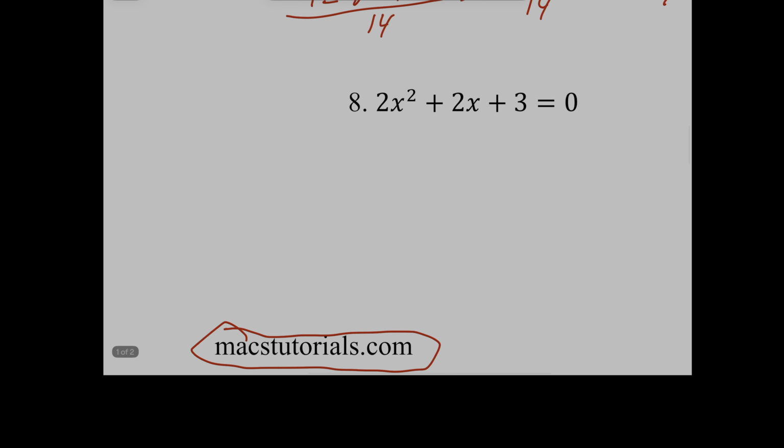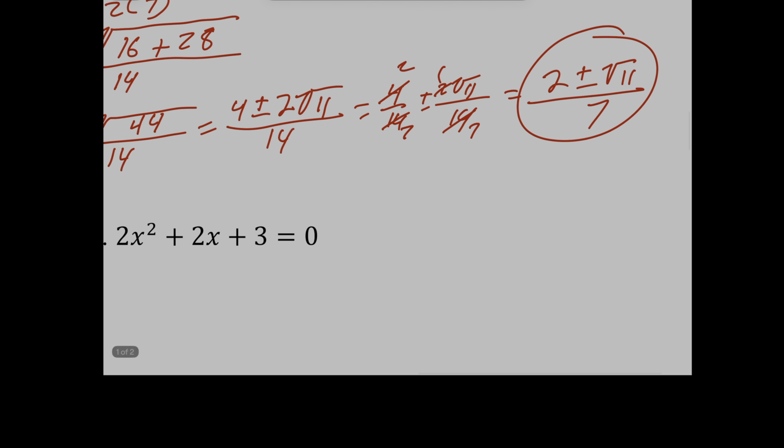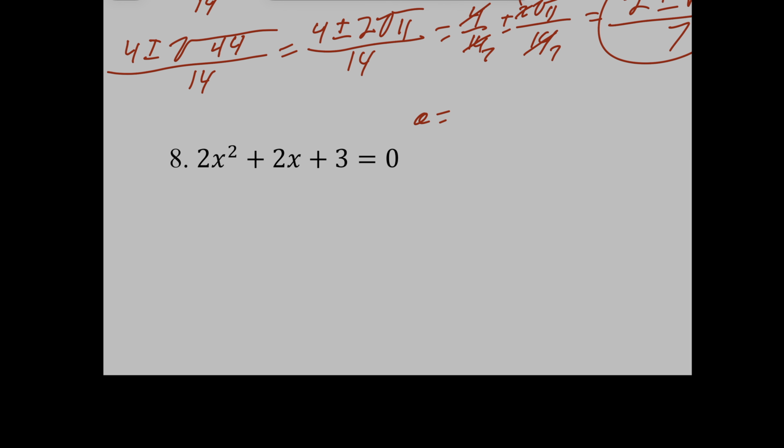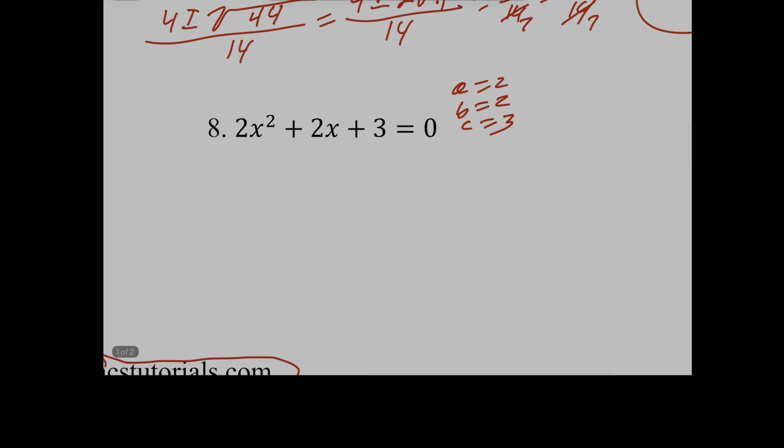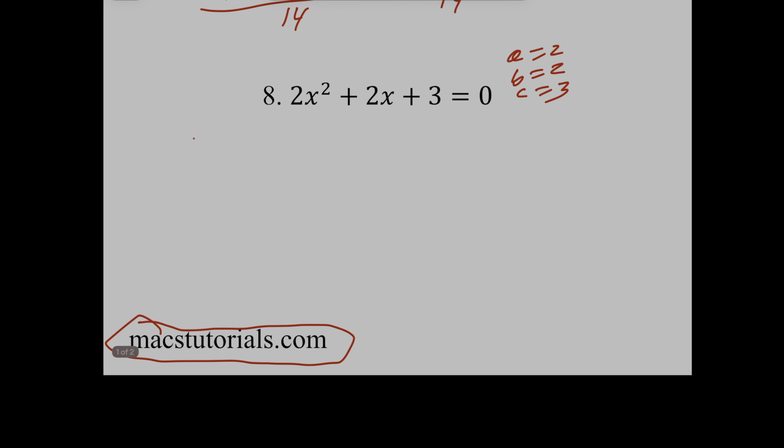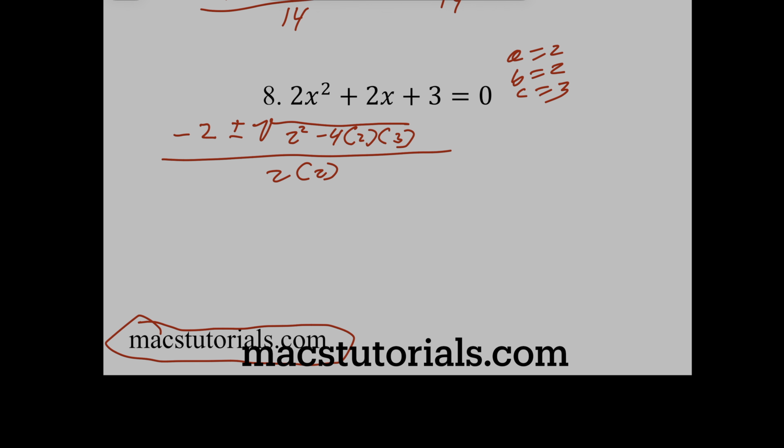Okay, let's keep going. Last one. A equals 2, B equals 2, C equals 3. All right, here we go. So if B equals 2, I'm going to go opposite of B, plus or minus the square root of B squared minus 4 times A times C, all over 2A. Just plugging in. It's a lot of 2's.